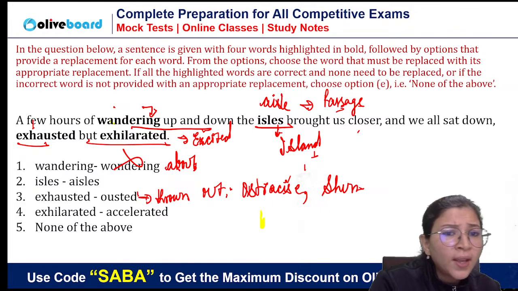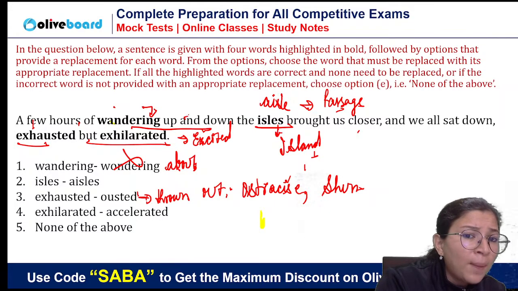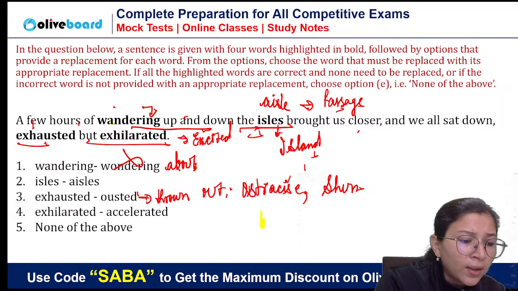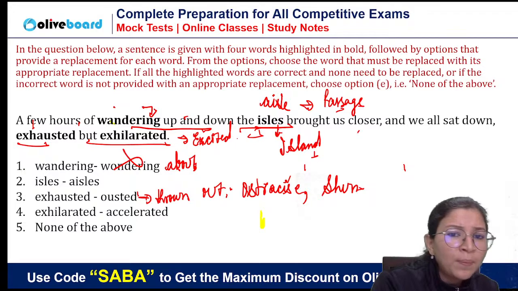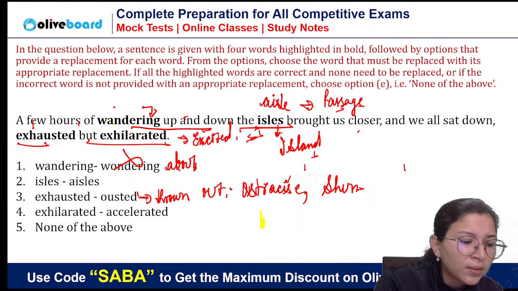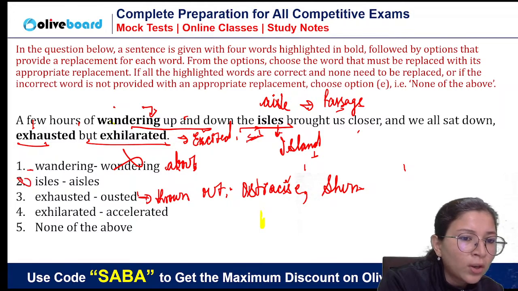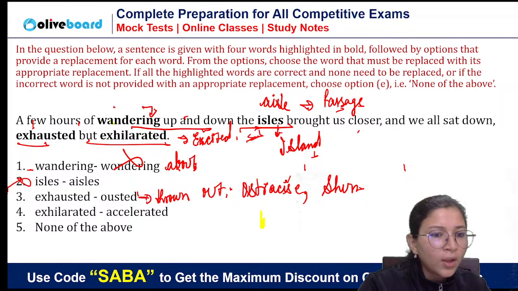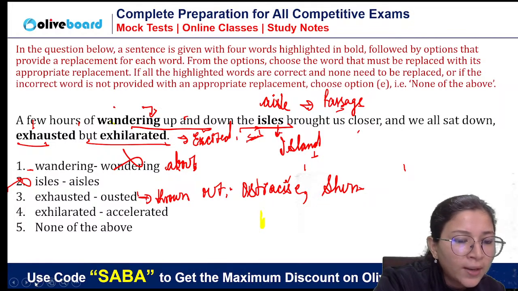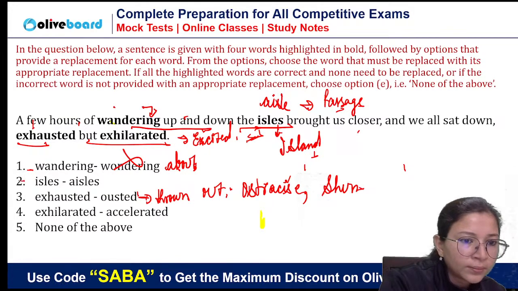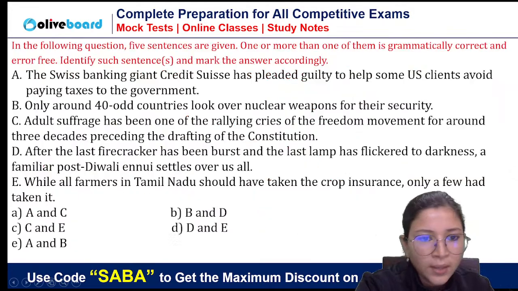Aisle पर भी घूम सकते हैं. A few hours of wandering up and down the aisle. Island के ऊपर नीचे घूम रहे थे आप. Now those who are saying कि मैम aisle पे भी घूम सकते हैं, is it making sense? So of course island will not make sense. So this is the only word that needs replacement. It will be passage. Next.